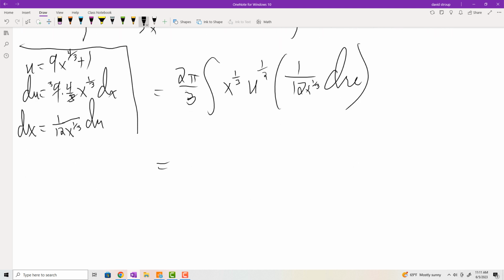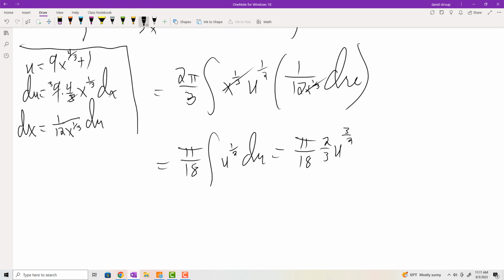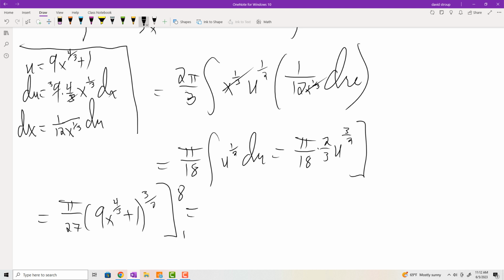Okay, so I can factor out the 1/12. That's going to give me pi over 18. The x to the 1/3 are gone, and then I have the integral of u to the 1/2. It's supposed to be pi over 18 times u to the 1/2 plus 2/2 is 3/2, and then times 2/3. And then I want to evaluate after I back sub. So it looks like it's going to be pi over 27 and 9x to the 4/3 plus 1 to the 3/2. And we said we're going from 1 to 8.